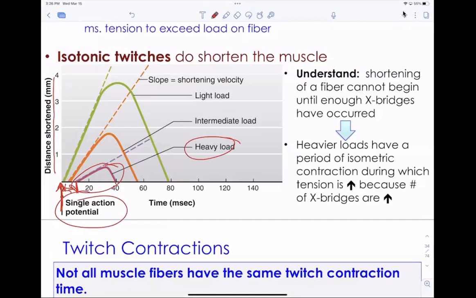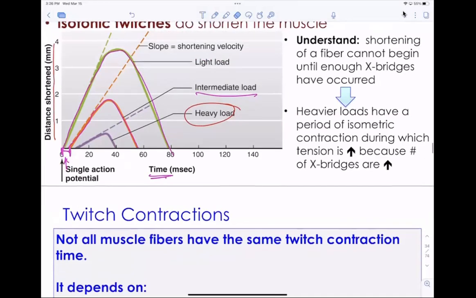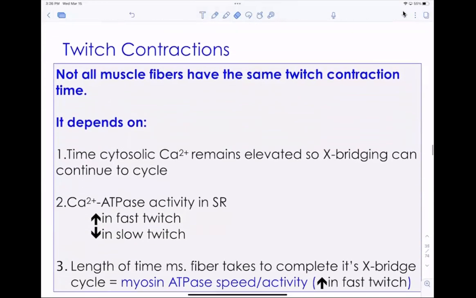Now, if you have a slightly less weight, then you have to have enough cross bridges to move an intermediate weight. Well, that's less cross bridges, so less cross bridges take less time, and you could probably move it farther. And then light load, you don't have to form many cross bridges at all, so it can happen fast and go through a lot of movement.